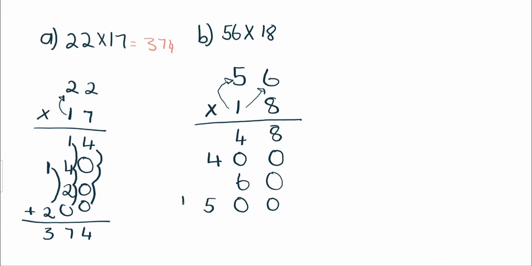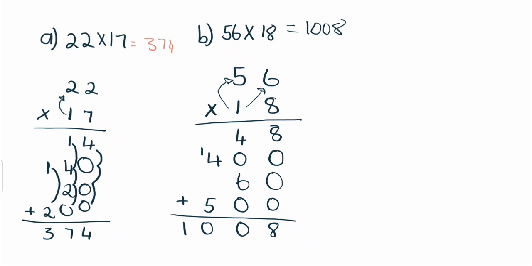Now that all of the numbers have been multiplied, we need to add. 8 plus 0 plus 0 plus 0 will give you 8. 4 plus 0 plus 6 plus 0 will give you 10. So we write down the 0, carry the 1. 1 plus 4 is 5 plus 5 is 10. Now because there's no other number to carry the 1 to, we're going to write 10 as it is. Final answer, 1008.